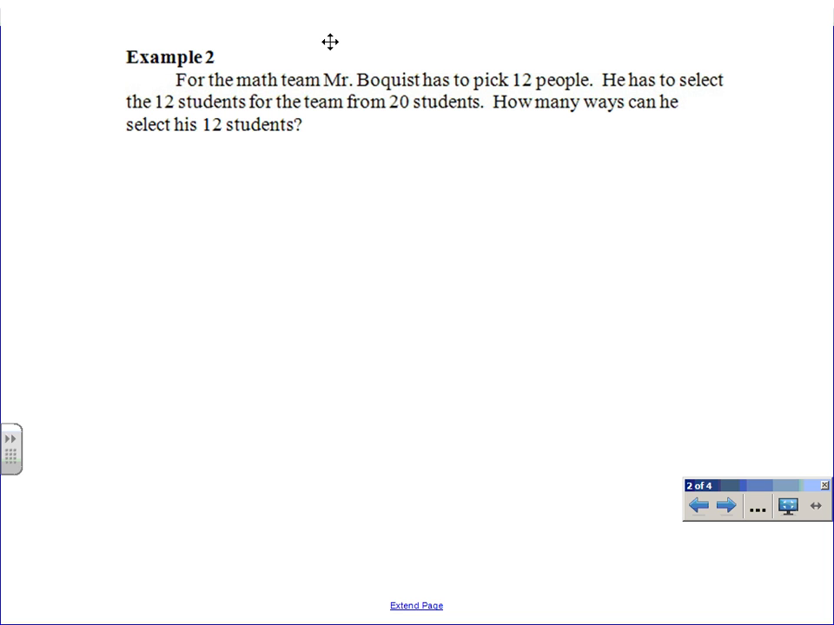I'm just going to pick 12. In other words, how many ways can I pick a team? So how many students do I have? I have 20 total students. I would like to choose 12.